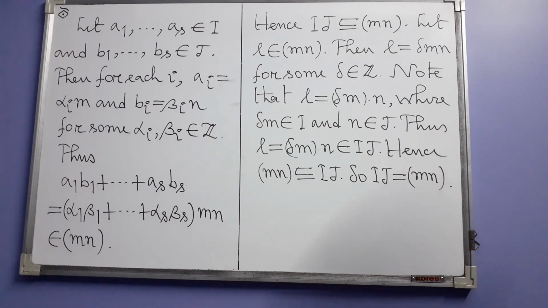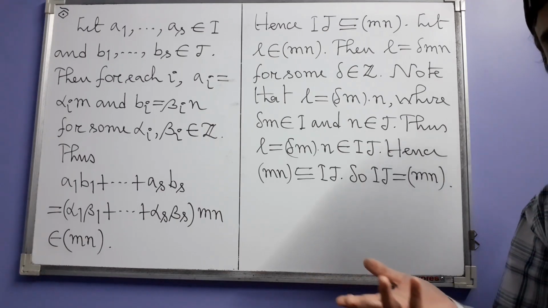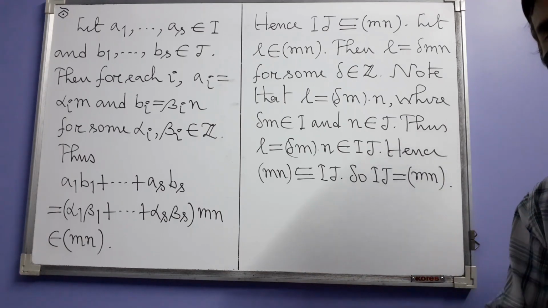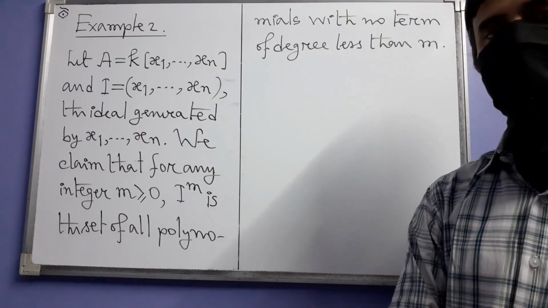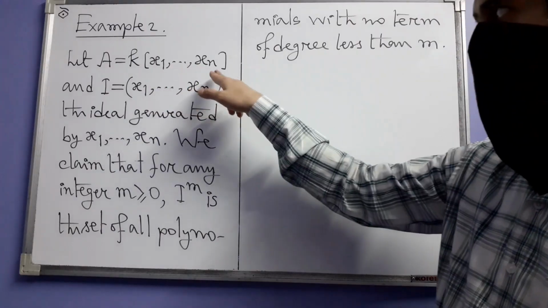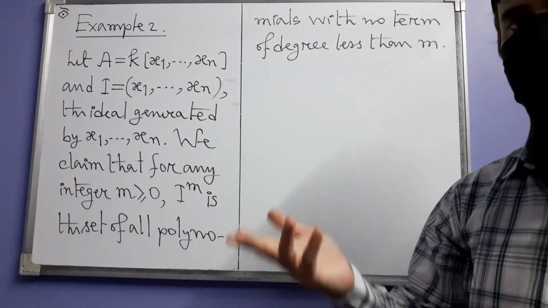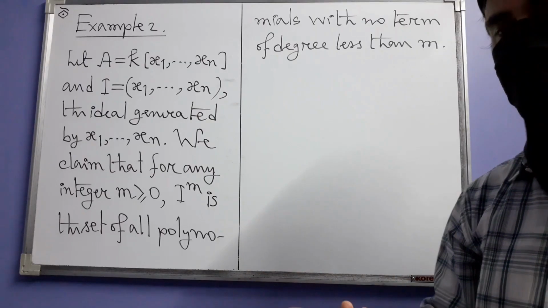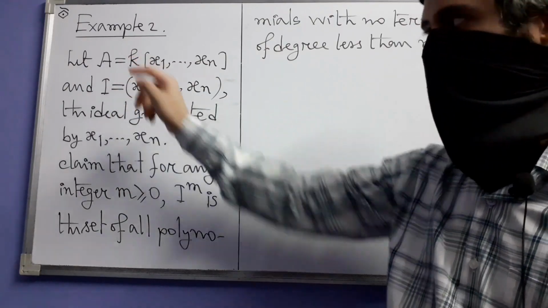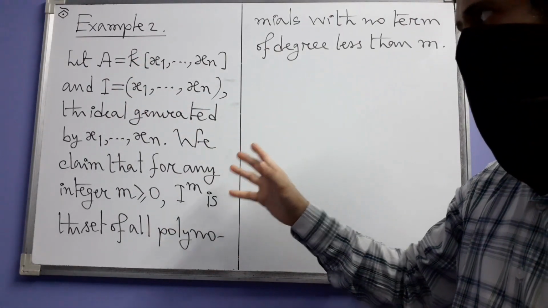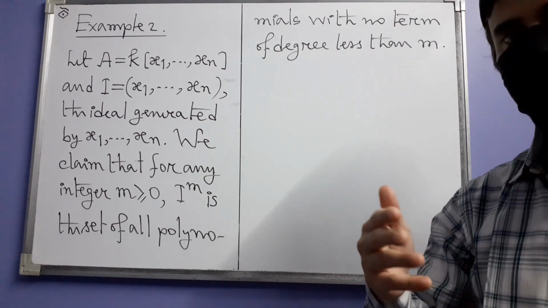Okay, so that is example 1. Next we see example 2, in which we consider the multivariate polynomial ring. So this is example 2. In this case, our ring A is this ring. In n indeterminates or n unknowns, we are considering the ring of all polynomials where the coefficients are coming from a field K. And the ideal that we will consider in this case is only one ideal, and we will see what can be said about its power.